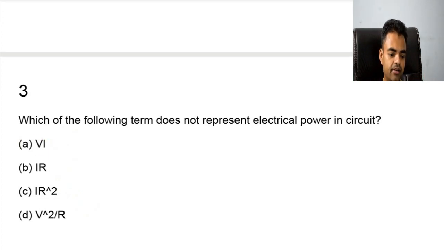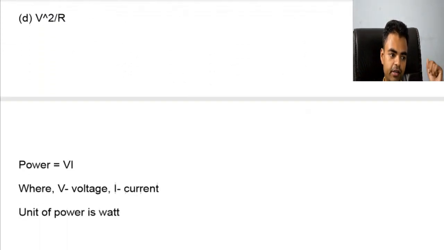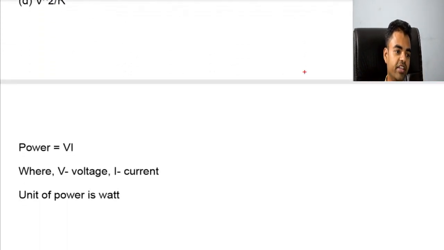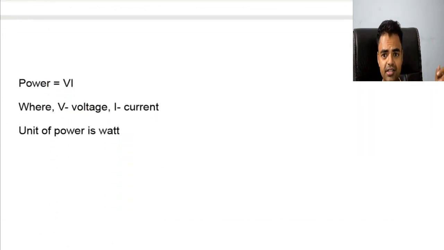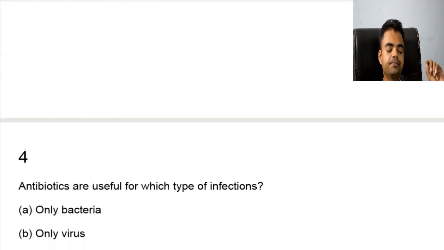VI, because there is a formula for finding power, that is P is equal to VI. So P is equal to VI. Here P is power, its unit is watt, V is voltage and I is current. So the unit of power is watt, as you can see on the screen as well.